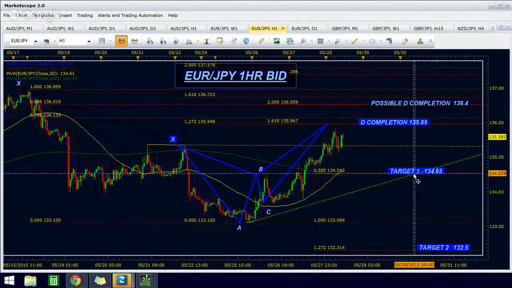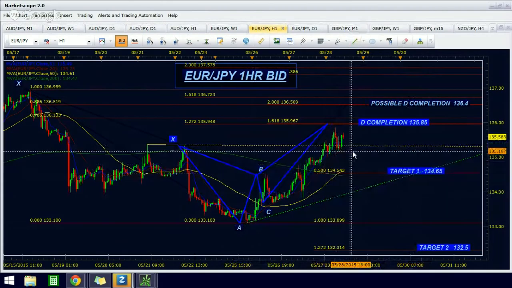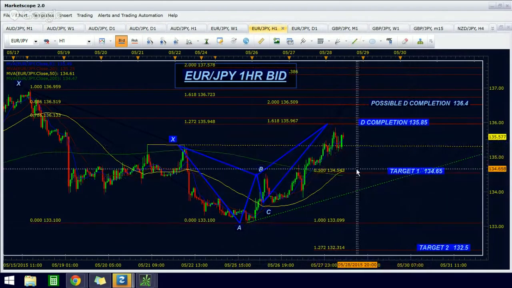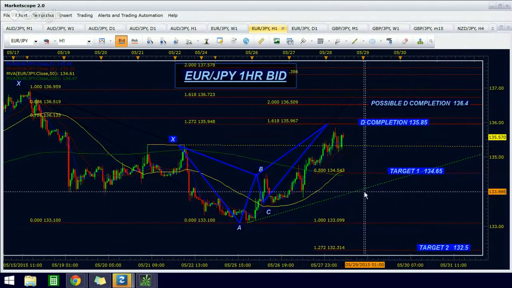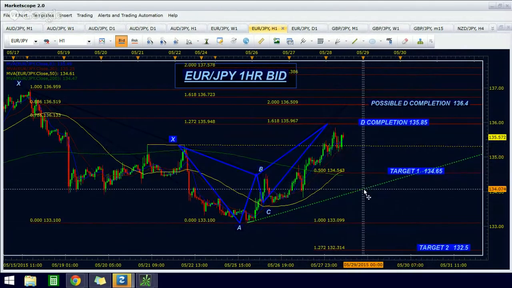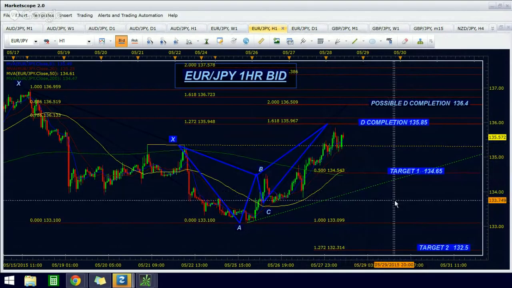Watch for this, guys. Watch to see if this hits our target 1 right around there, or if it hits our target 1, we might have a nice entry there to continue and then play to the fib extensions.